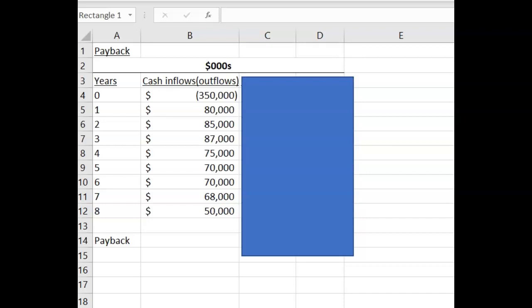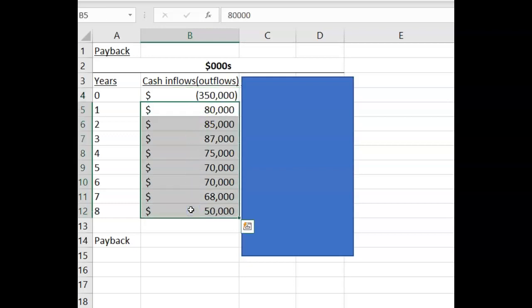Okay, let's demonstrate payback, NPV, and IRR. IRR stands for internal rate of return, NPV stands for net present value. Let's assume we have a course of action or a project like this one. It will require $350,000 up front, and then we expect to generate these kind of cash flows after tax. This is all on an after-tax basis.